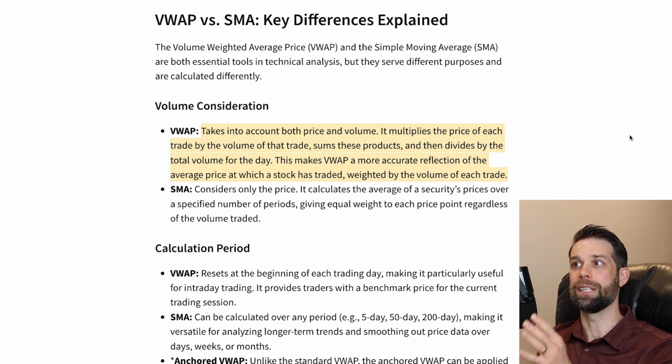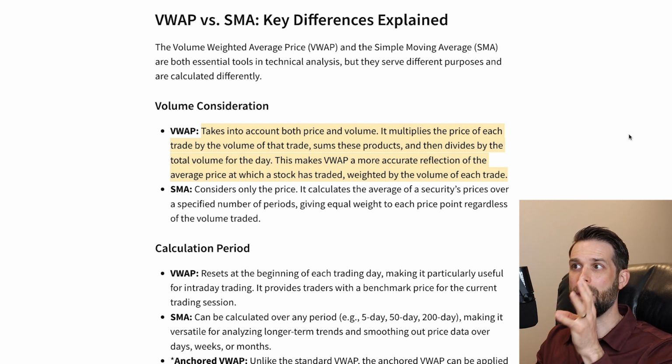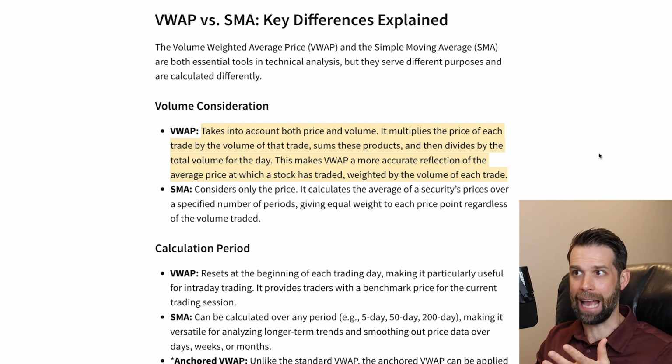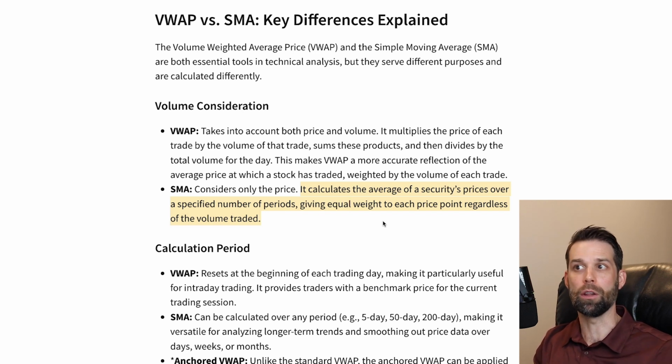and then adds these all together and divides by the total volume for the day. So this makes the VWAP a more accurate reflection of the average price at which the stock has traded, weighted by the volume of each trade. Now, a simple moving average calculates the average of the stock's prices over a specific number of periods, giving equal weight to each price point, regardless of the volume traded.